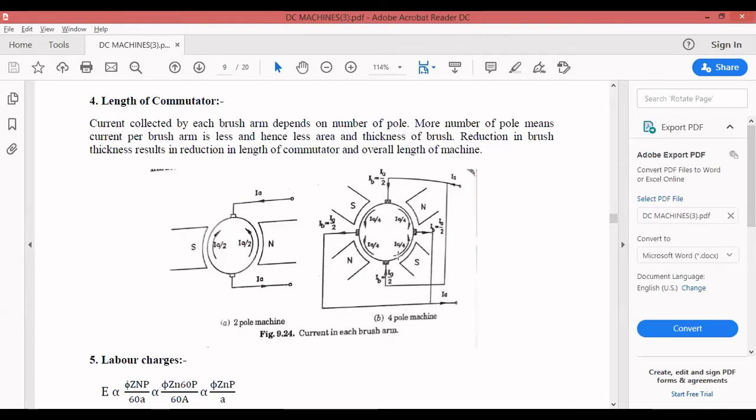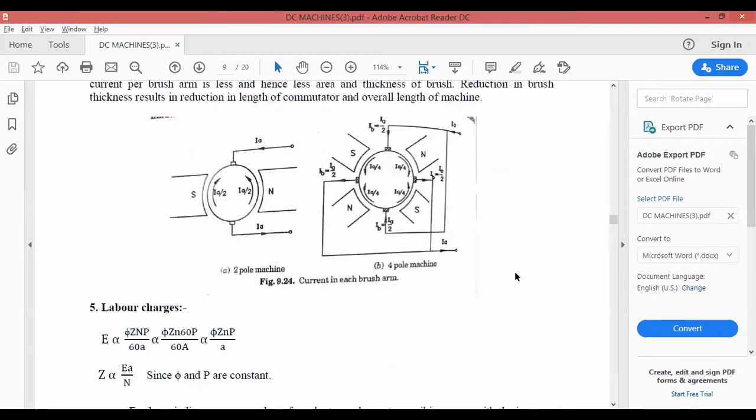So you can sum up that if you go for more number of poles, then the length will have the same number of commutator segments, but the reduction in the brush thickness will also reduce the length of the commutator, and finally the overall machine length will also be reduced. Okay, so you can sum up that the length of the commutator depends upon the number of poles. More number of poles, then the length of the commutator will get reduced. That is regarding the length of commutator.